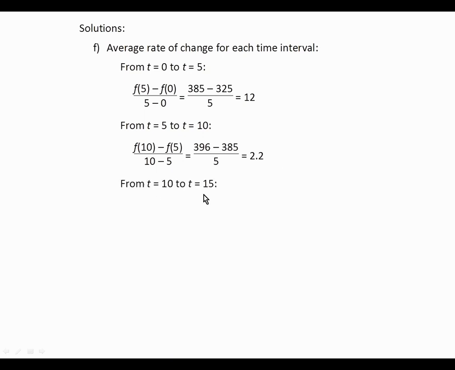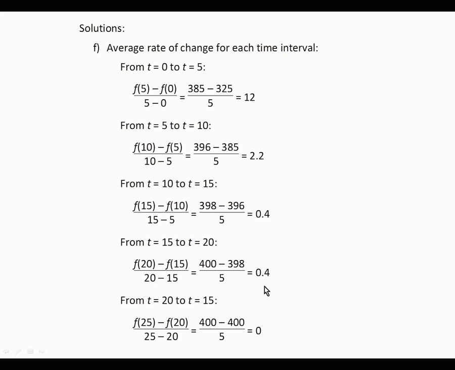Okay, from t equals 10 to t equals 15, f of 15 minus f of 10 over 5. 398 minus 396 over 5, you get 0.4. So the rate of increase has slowed down even more. You're only growing at 4/10 of a bass per year. Then here are my other calculations, from 15 to 20 and then from 20 to 25. Notice for the last year that I can calculate, the population of bass is not growing.